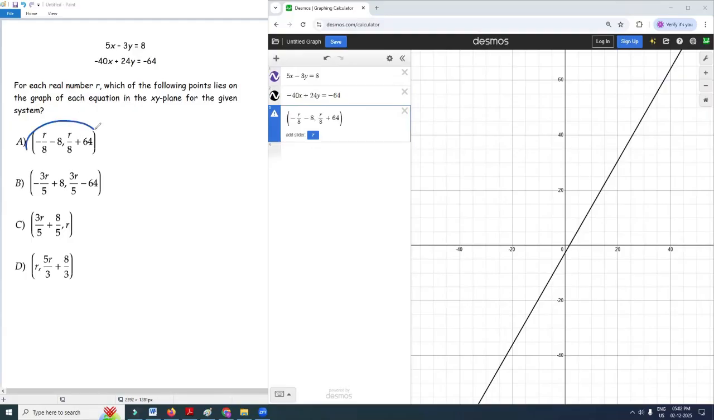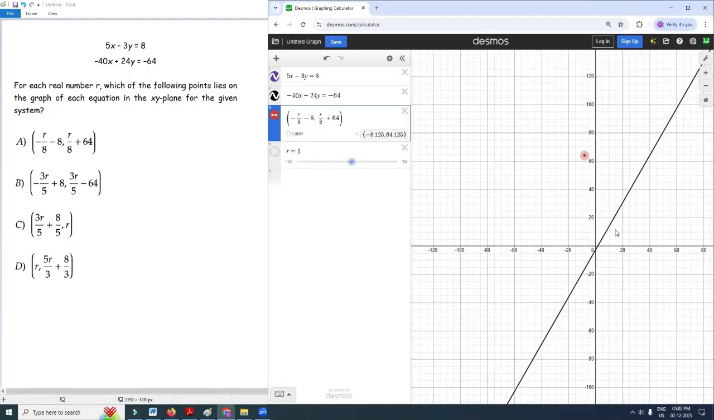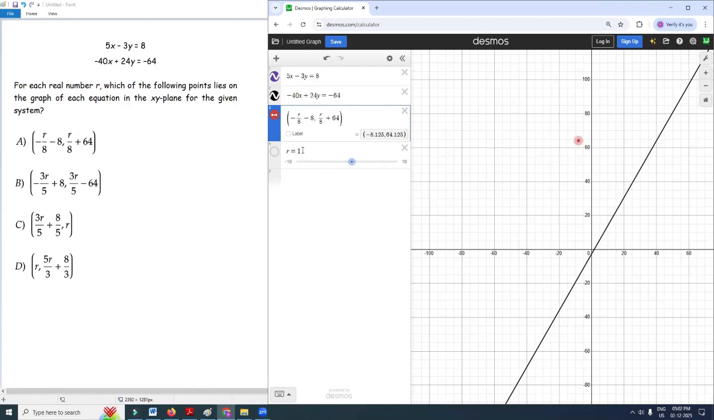So here in point A, if r takes any real value, this point must be on the graph of the equations in the given system. Here we can use a slider in Desmos to get the different real values for r. Let me click on r. Here r equals 1. We know that 1 is a real number. When r takes the real value 1, the point is not on the graph. So we can reject answer choice A.